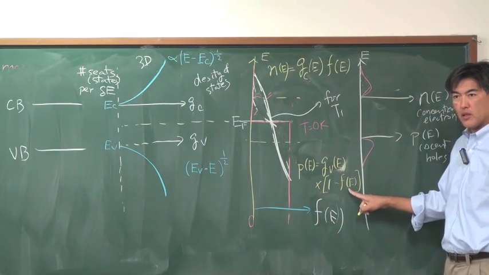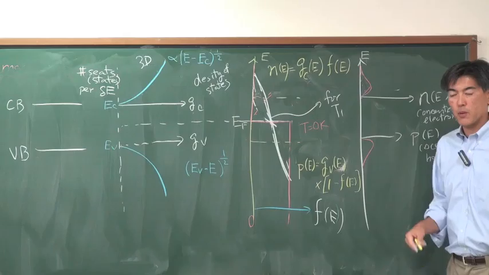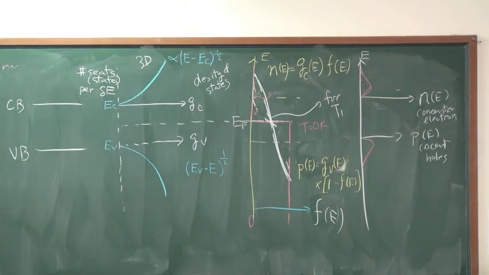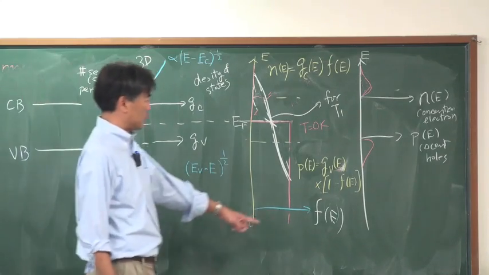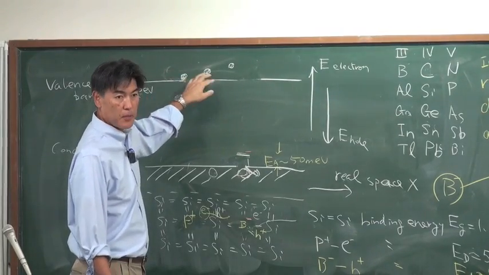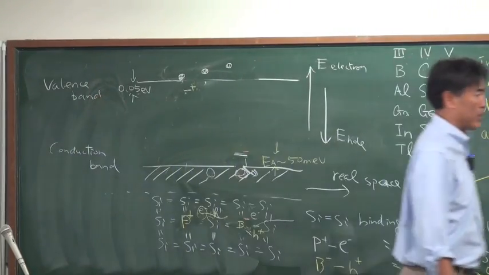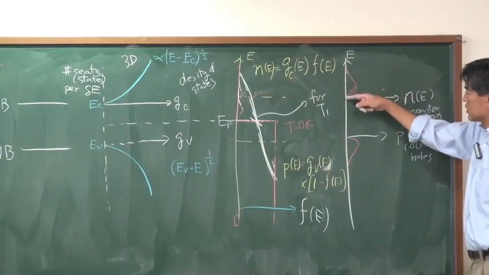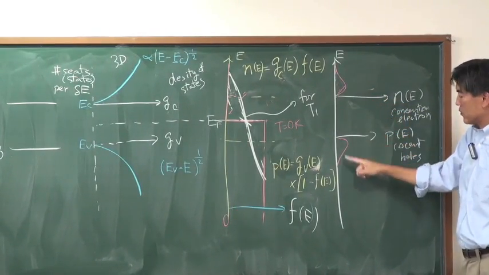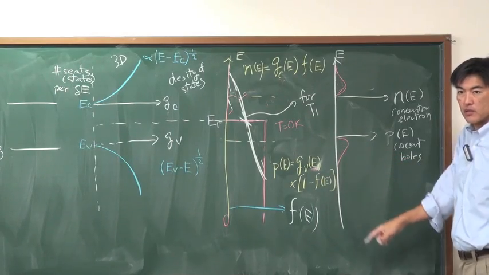Probability of finding an electron is F(E), and 1 minus F(E) is the probability of finding holes. And that is this red curve. So this is why I said electrons are not necessarily taking the same energy. In fact, within the conduction band, electrons take different energies. Freely moving electrons and freely moving holes take different energies. Okay?